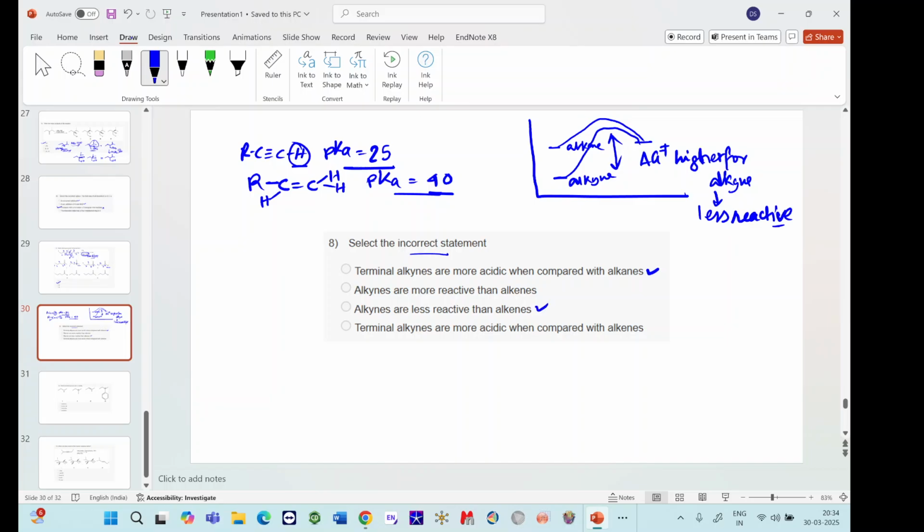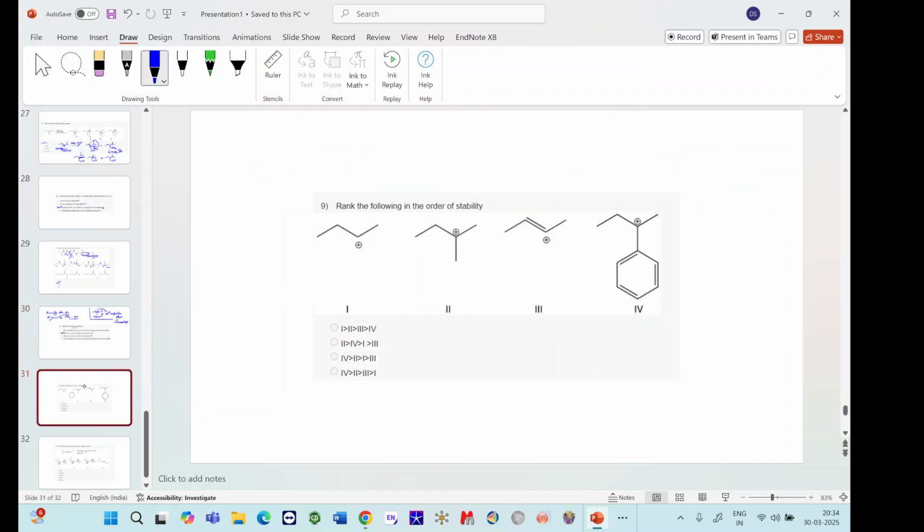Terminal alkynes are more acidic when compared to alkenes. Yes, actually 1 and 4 are the same thing. So alkynes are more reactive than alkenes. This will be the wrong comment. So this is the right option. As alkynes are much more stable, their activation energy is higher, so they are less reactive.